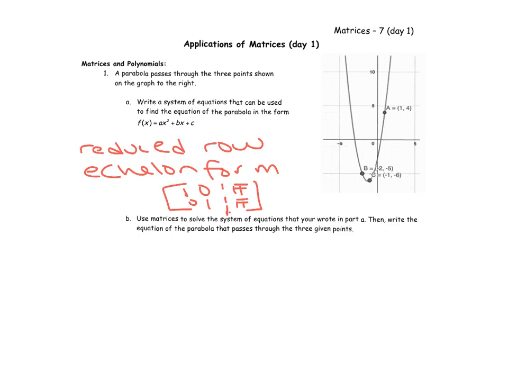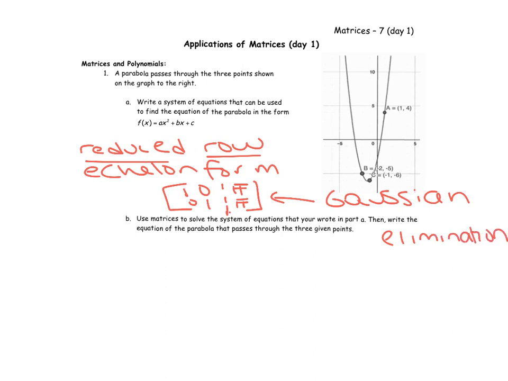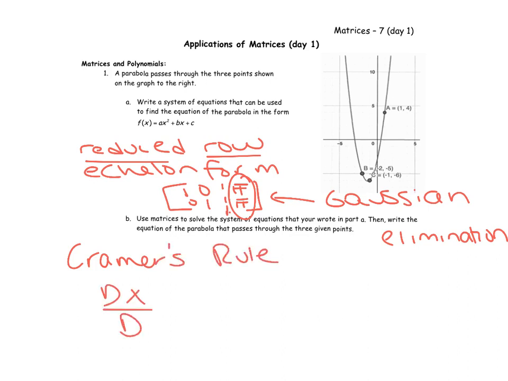So we talked about getting our matrix in reduced row echelon form using Gaussian elimination. So this was one method. Another method that we used to solve for the variables was Cramer's rule. So Cramer's rule was dx over d equals x, and dy over d equaled y. All right, so those were the two different methods we used to solve systems of equations.